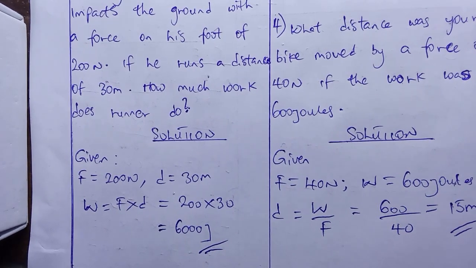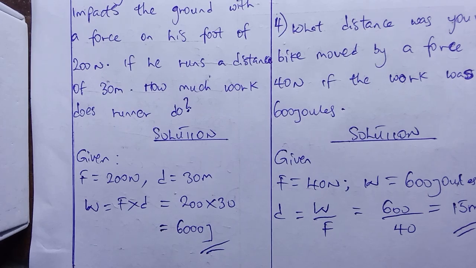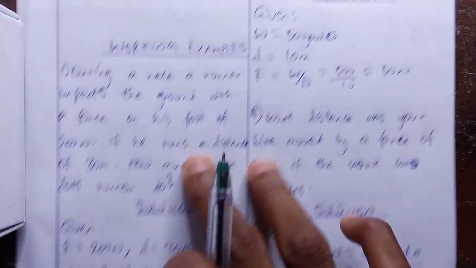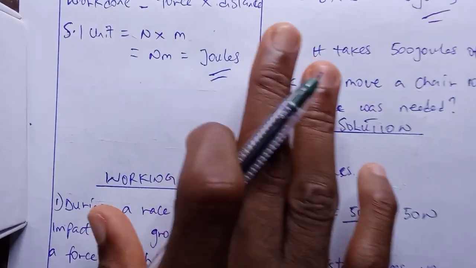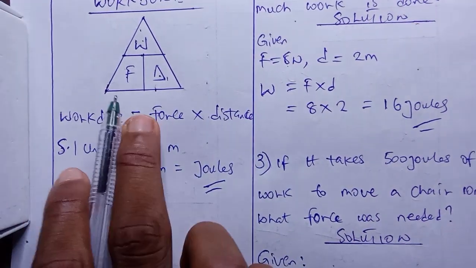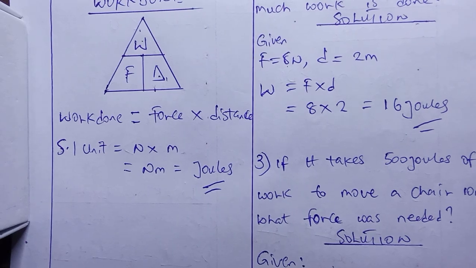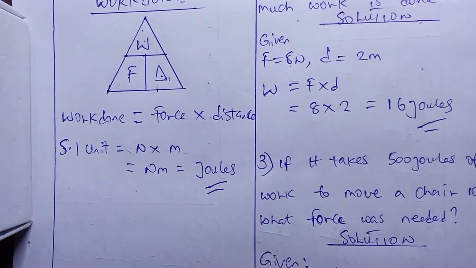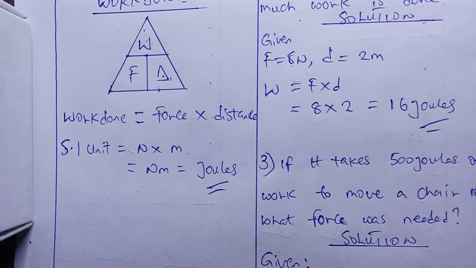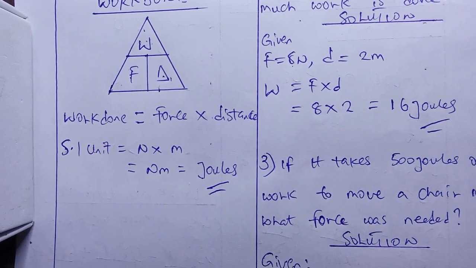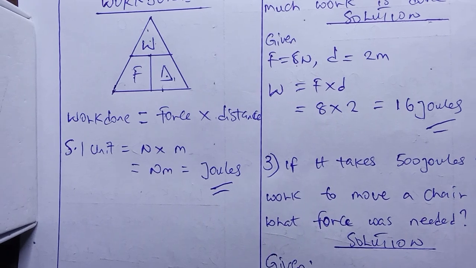So this is how you tackle any problem on work done. The triangle I gave earlier makes it easier for you, so you will not start cramming the formula for work done. From this triangle, we know that work done is force times distance, right? And you relate it: distance is work done over force, and force is work done over distance. I showed you the formula for work done, and we used it to solve problems.